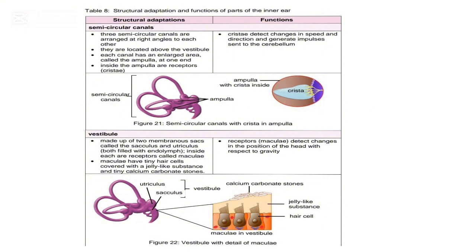Vestibule. The vestibule is made up of two membranous sacs called the sacculus and utriculus, both filled with endolymph. Inside each are receptors called maculae. Maculae have tiny hair cells covered with a jelly-like substance and tiny calcium carbonate stones. The function of the maculae is to detect changes in the position of the head with respect to gravity.